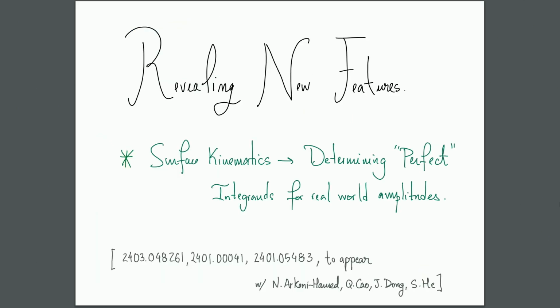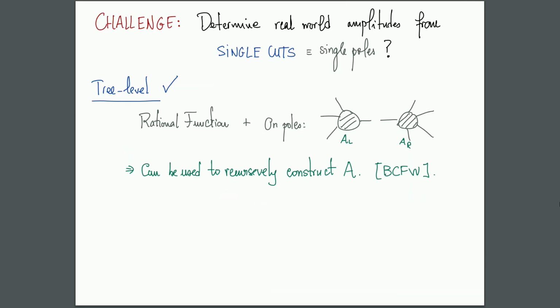Okay, so this takes me to the last part of my talk, which is precisely at loop level. I'll explain how the surface defines a generalization of kinematics that allows us to determine what I'll call perfect integrands for these two theories. Okay? So it's been a long-standing challenge to determine amplitudes of real-world theories, or even in general, integrands, just by knowing what happens on single cuts. With this, I mean just by knowing what happens when a single internal propagator goes on shell.